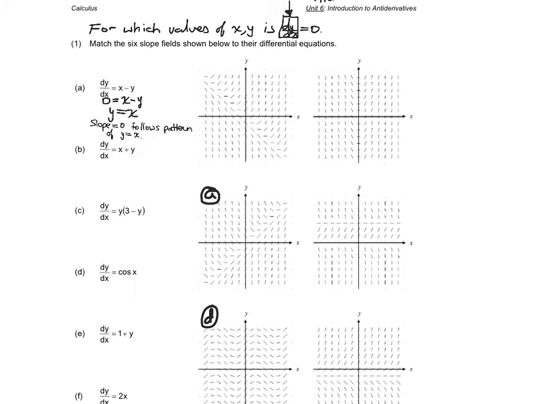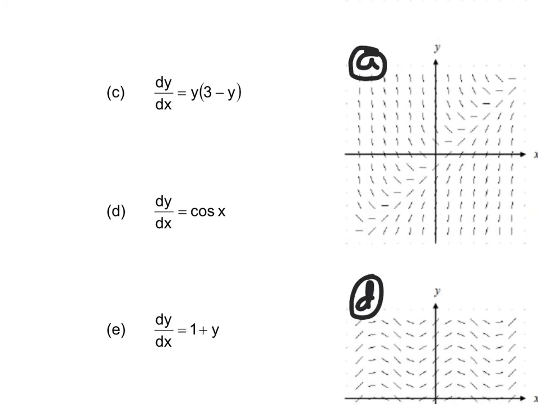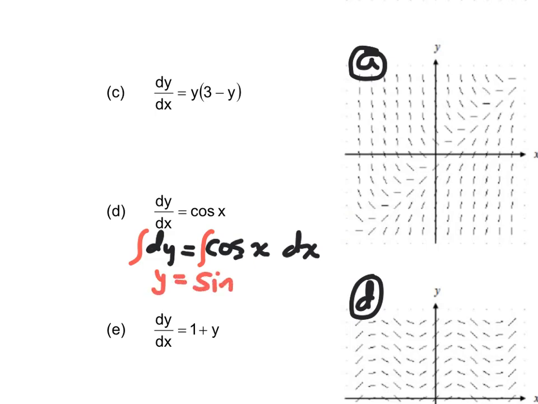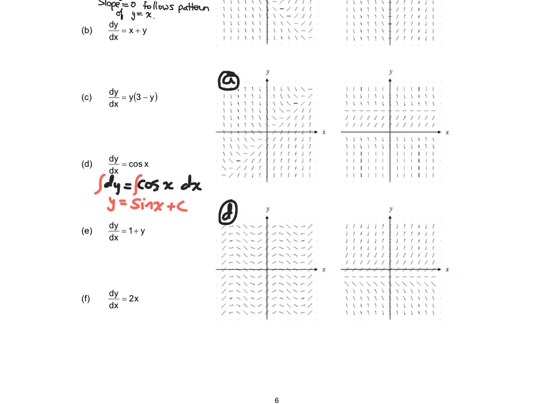If you want to show the work, there's nothing wrong with that. That's where the stray marks are coming from. dy would be equal to cosine of x dx. Integrate both sides. By now we know that the integral of 1 dy becomes y, and the integral of cosine of x becomes sine of x plus the integration constant c. That's allowing for all the different possibilities that could exist.